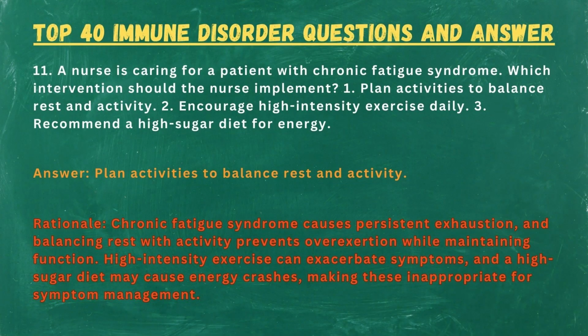11. A nurse is caring for a patient with chronic fatigue syndrome. Which intervention should the nurse implement? 1. Plan activities to balance rest and activity. 2. Encourage high-intensity exercise daily. 3. Recommend a high-sugar diet for energy. Answer. Plan activities to balance rest and activity.